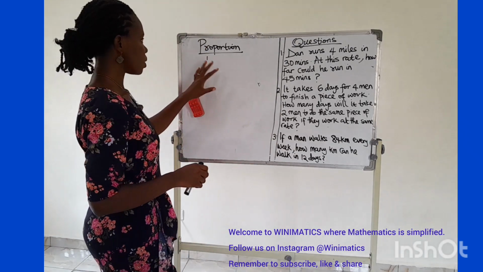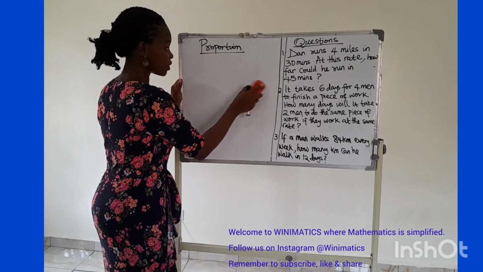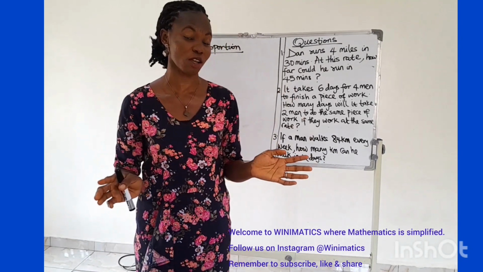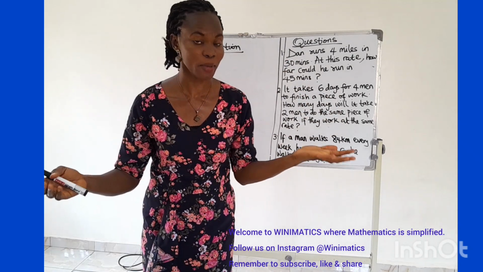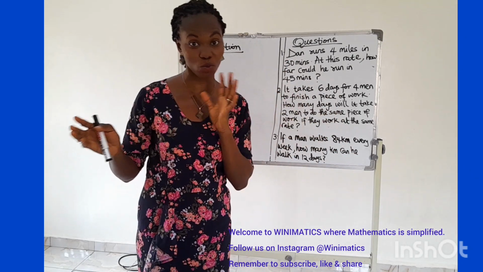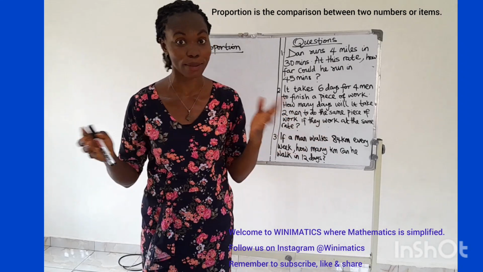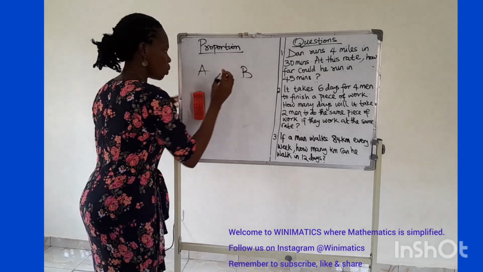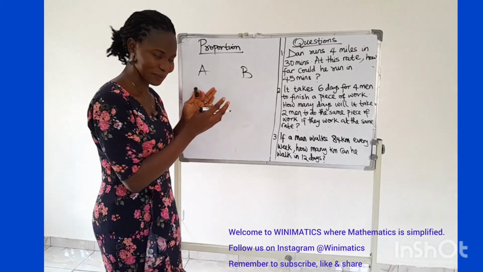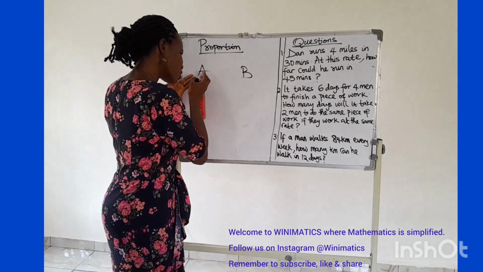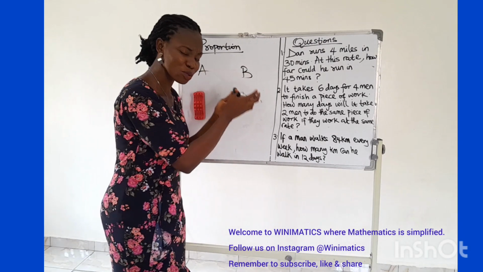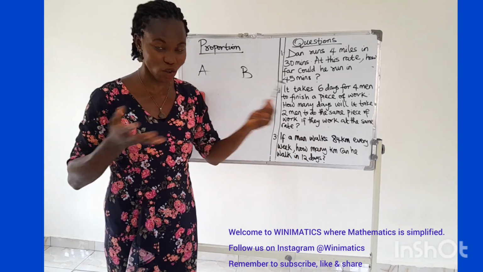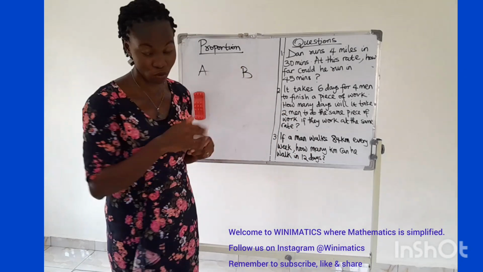Alright, okay, so proportion. Before we start solving this question, let's quickly give an overview or explanation of what proportion is all about. When we talk about proportion in mathematics, we mean comparison between 2 numbers or 2 items or 2 things. For instance, if you have A and B, you want to see how they are related. If something happens to A, how will it relate to B? So this kind of relationship, because proportion is comparison between the 2 numbers or the 2 items.